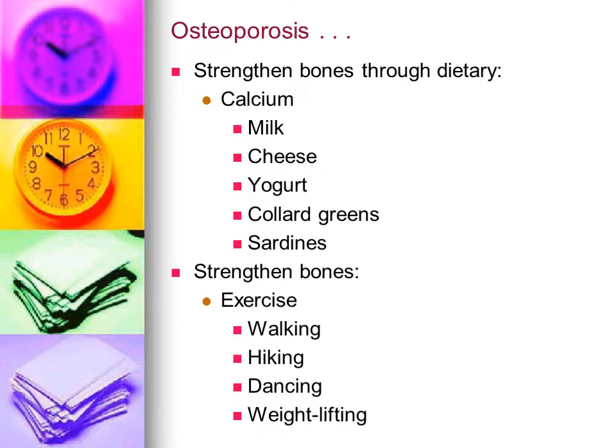You can strengthen the bones through diet, for instance, calcium. You can suggest your patient drink lots of milk, cheese, yogurt, collard greens, and sardines. Also, you can strengthen those bones through exercise: walking, hiking, dancing, weightlifting.